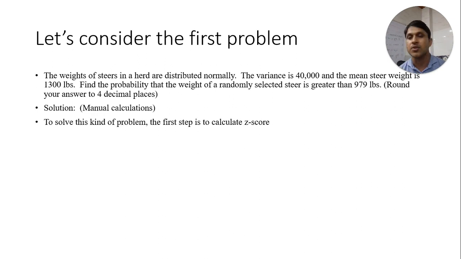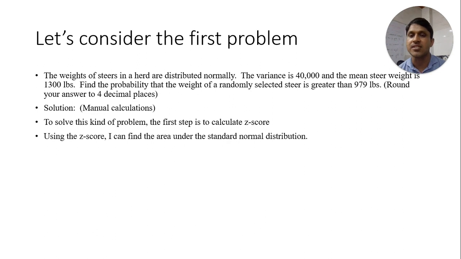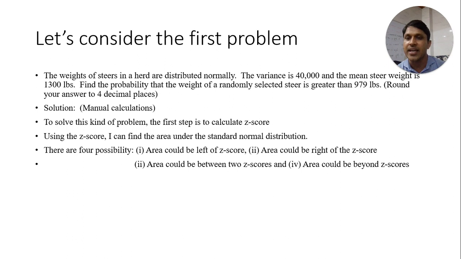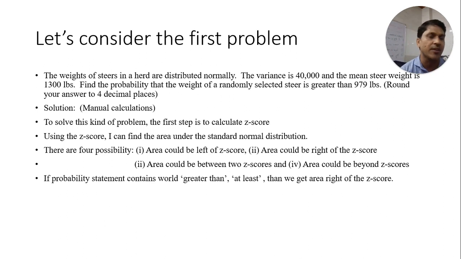To solve this kind of problem, the first step is to calculate the z-score. If I am calculating manually, I first calculate the z-score, and then I use a table or calculator to find the probability. Using the z-score, I can find the area under the standard normal distribution, and there are four possibilities of area. The area can be left of the z-score, or right of the z-score if we have only one z-score. If I have two z-scores, then the area could be between two z-scores or beyond two z-scores.